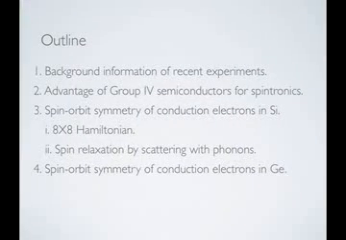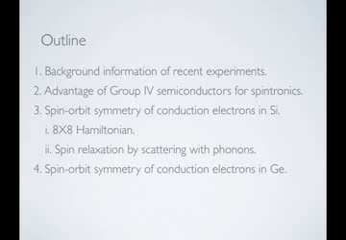So here's the outline. At the beginning, I'll introduce the background information related to our research, including recent years' experimental efforts and also the benefits of using silicon for spintronics. And then I'll introduce our work of building an 8x8 Hamiltonian to capture the spin-orbit properties of conduction band electrons in silicon, and then use this model to study the spin relaxation. And at the end, I will show our similar study on germanium.